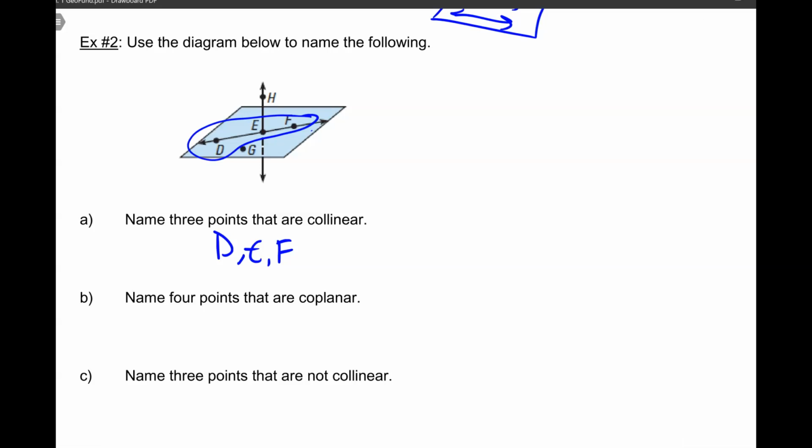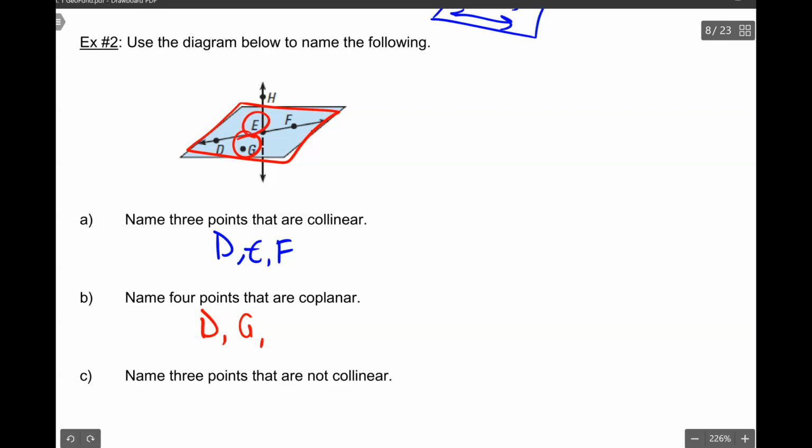Versus 4 points that are coplanar. So I'm looking for 4 points that are all on this plane. So what are the 4 points that are on this plane? What are the ones I circled? What are these letters? D, G, E, and F. Nice job.